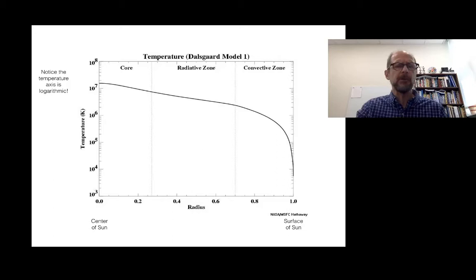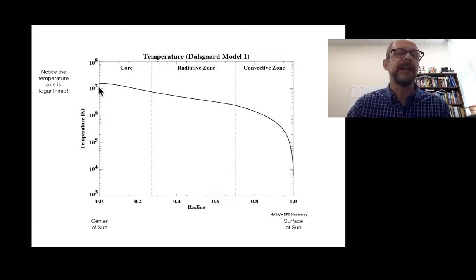This is a very similar graph. The horizontal axis is radius from the center, but the vertical axis is now temperature. And I had mentioned it's almost 16 million Kelvin in the very center. So 10 to the 7 is 10 million. Okay, 10 to the 6 is 1 million, so 10 to the 7 is 10 million.